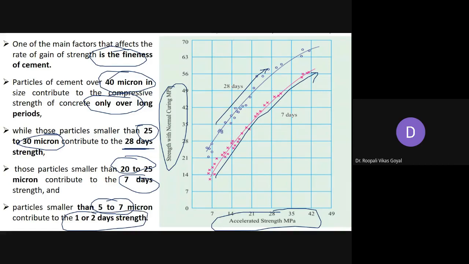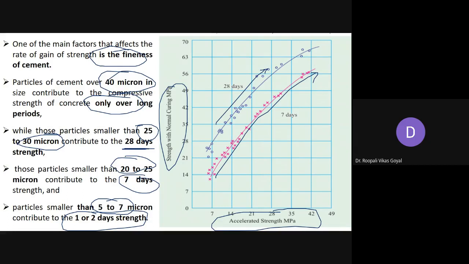So here you can see the fineness of grinding. Higher fineness gives more surface area to react, and that will work very fast and contribute to the early strength of concrete. And as the size increases, that will be responsible for the later strength of concrete.